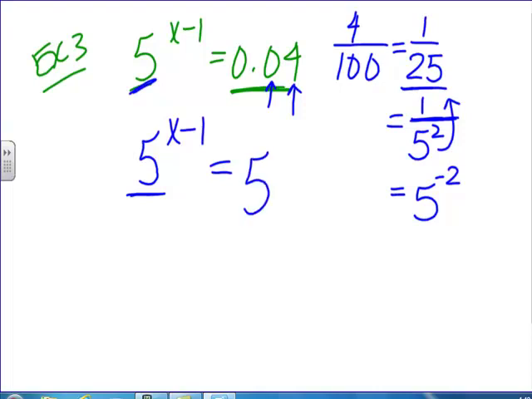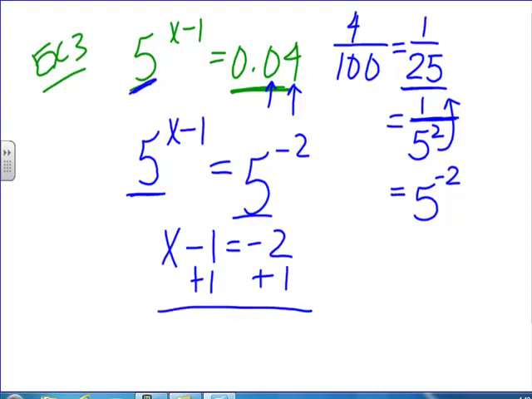And now I can come over here and plop this down, and I have a situation where my base is the same, and I can set my exponents equal. And so then x is going to be equal to negative 2 plus 1, which is negative 1. Okay, a couple more examples.